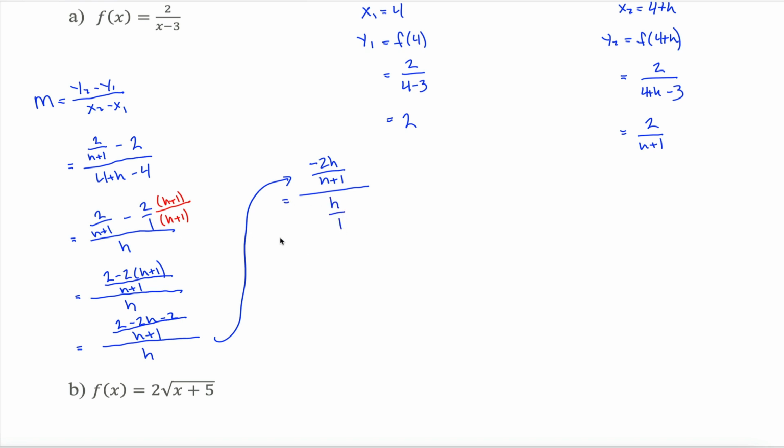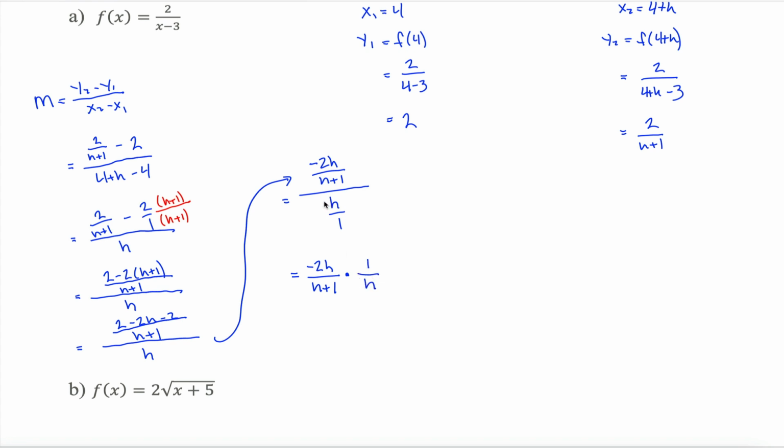My goal all along was to simplify this expression. Simplify in this case means get rid of the fractions inside fractions. How do you get rid of fractions inside fractions? You make it a single fraction divided by another fraction, which we've now done. You may recall from a previous class that the way you divide fractions is you multiply by the reciprocal of the denominator. So instead of negative 2h divided by h plus 1 divided by h over 1, I'm going to write it as negative 2h over h plus 1 times 1 over h.